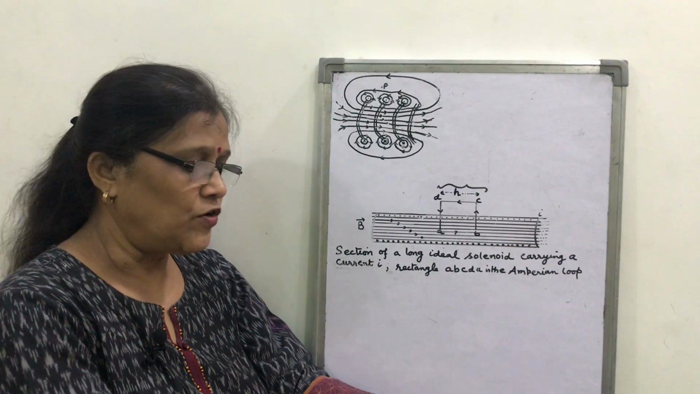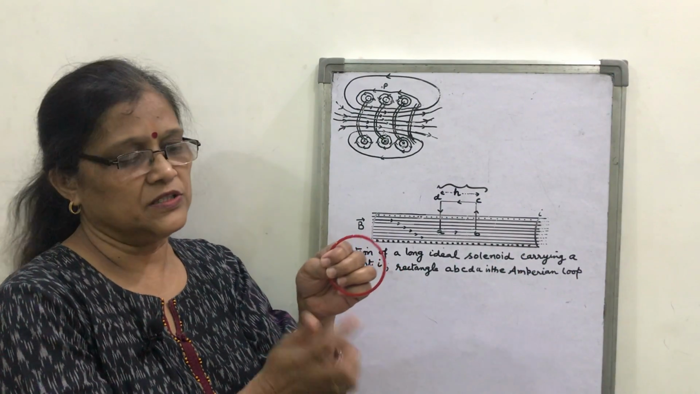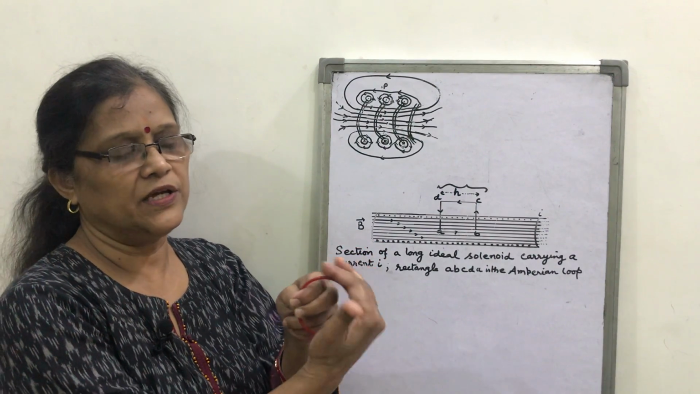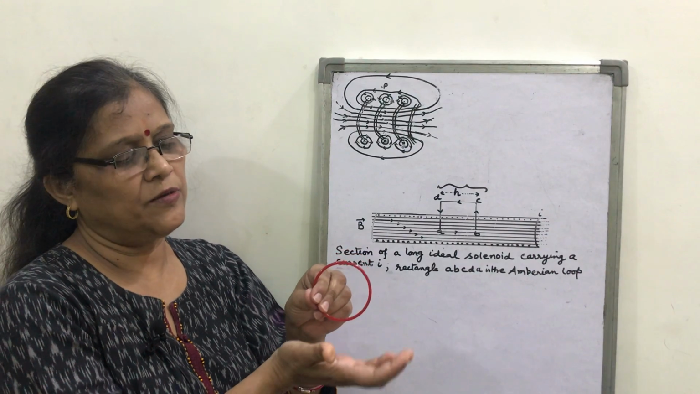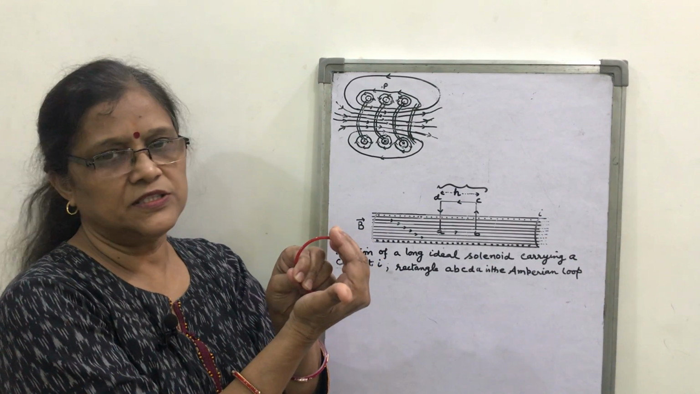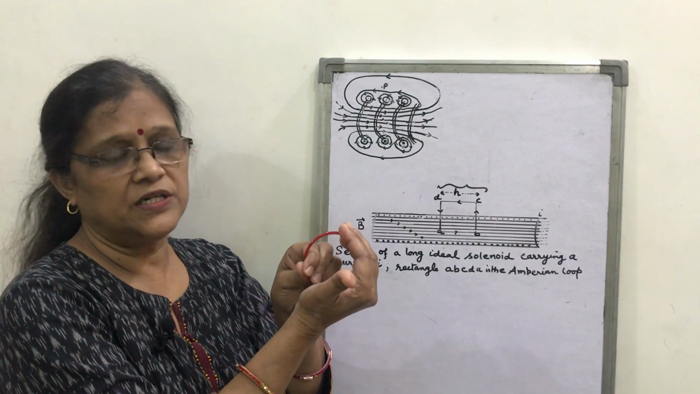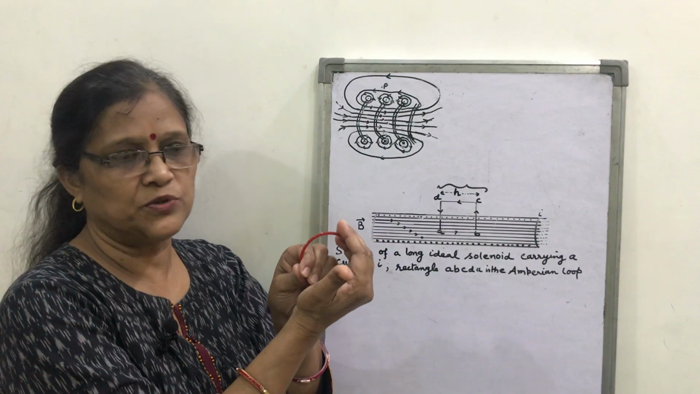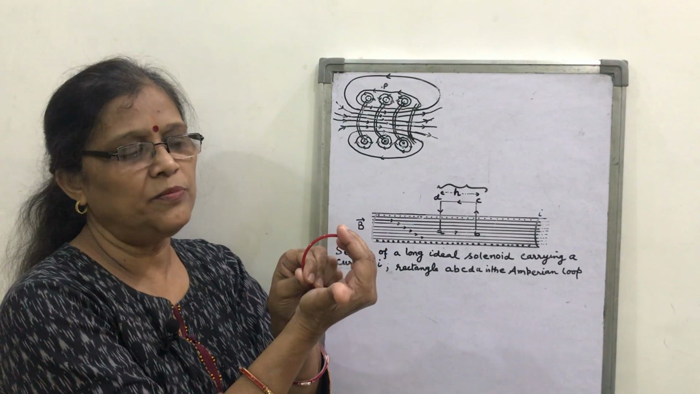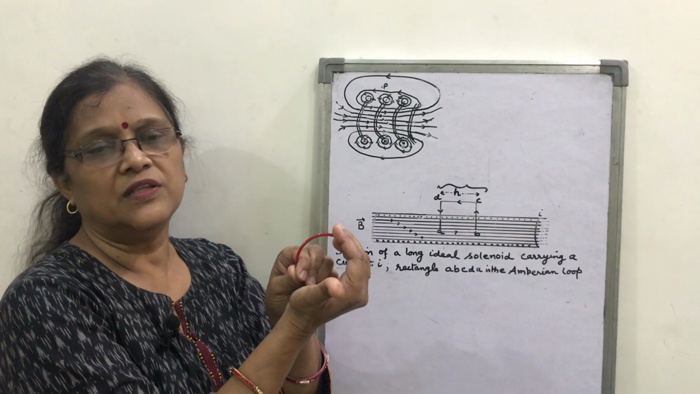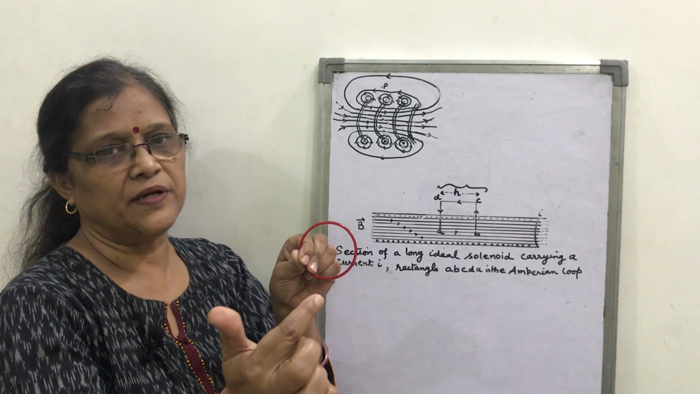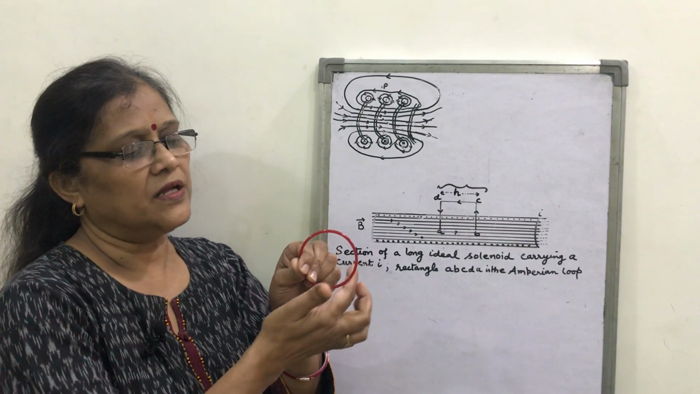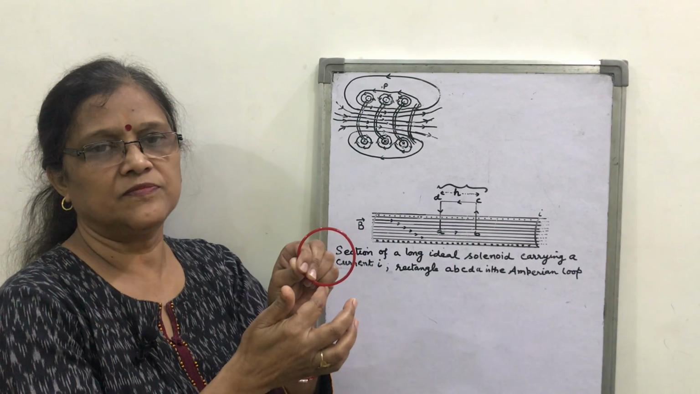If the wire is in the form of a circular loop, suppose the current is flowing in this way, then again the right hand thumb rule is used like this. The fingers will show the direction of current through the circular loop, and the thumb will give you the direction of the magnetic field. So the magnetic field will be perpendicular to the plane in which the current is flowing.